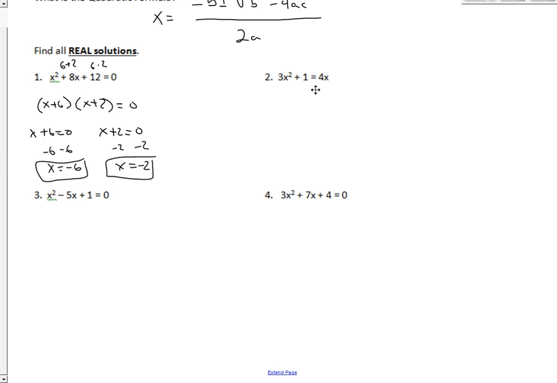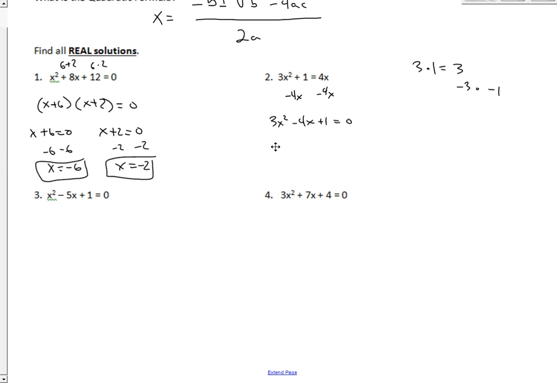For number 2, you have to be aware that this is not set equal to 0 yet, so we need to subtract the 4x from both sides. And we get 3x squared minus 4x plus 1 equals 0. You could factor this, or you could use the quadratic formula. If I factor this, I am taking 3 times 1 to get 3. And then the factors of 3 that add up to negative 4 would be negative 3 times negative 1.